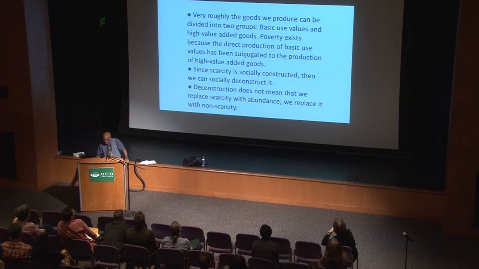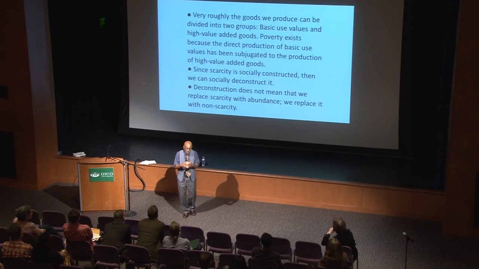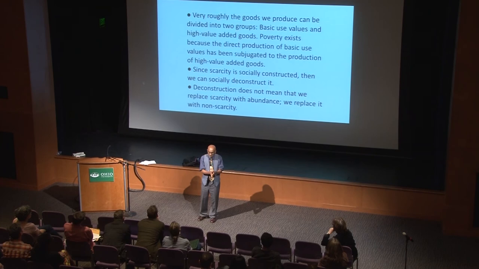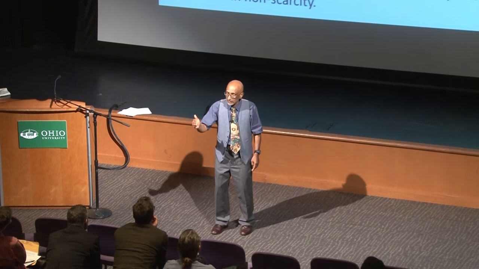Okay, so very roughly, the goods we produce can be divided into two groups. There are basic use values, and then there are high value added goods. To me, poverty exists because the direct production of basic use values has been subjugated to the production of high value goods. So to me, instead of defining poverty as poor people not having enough income, I'm going to say people are poor when the economy, notice the shift, doesn't produce enough basic use values at affordable prices. So we have to ask that question, how is it that we have spent $2.7 trillion on health, and yet we can't produce healthy bodies in the country? Rampant diabetes, rampant heart disease, et cetera.